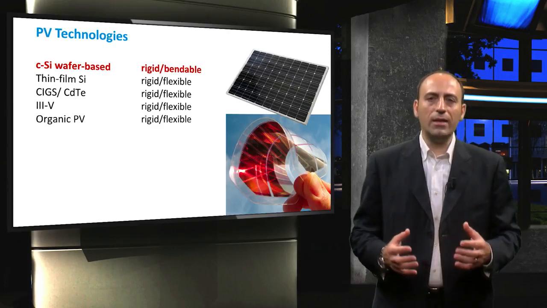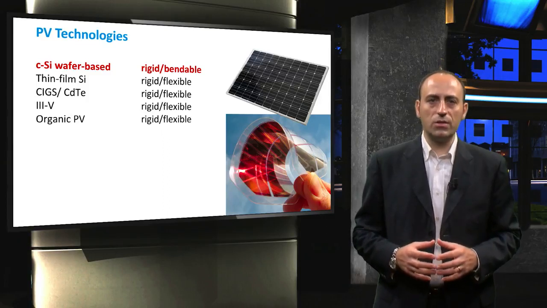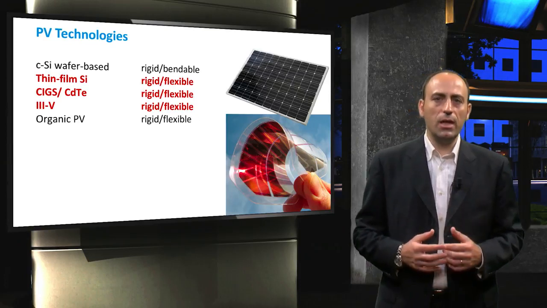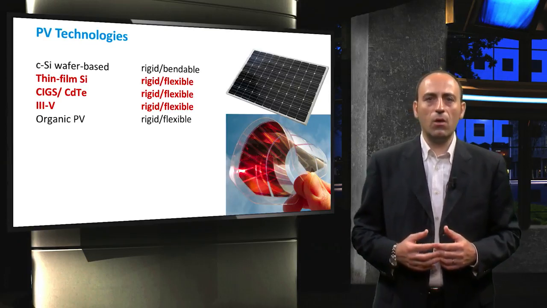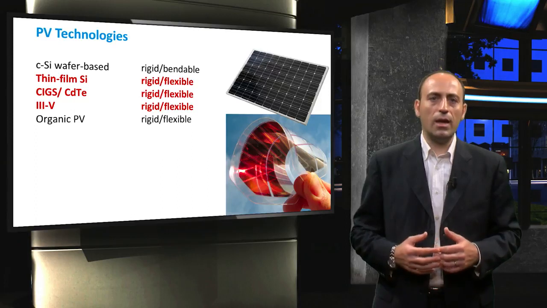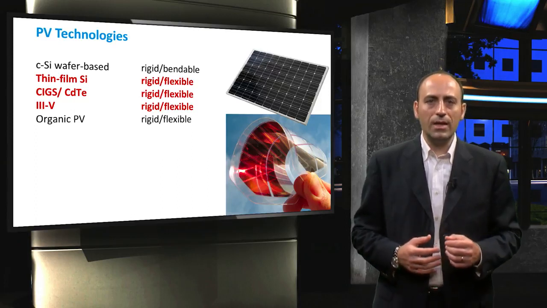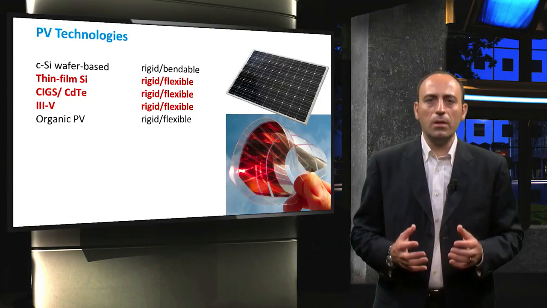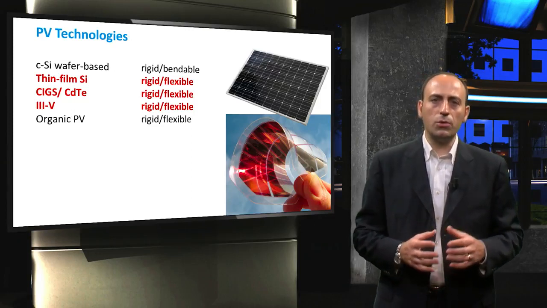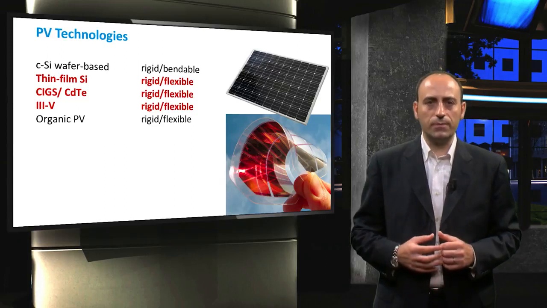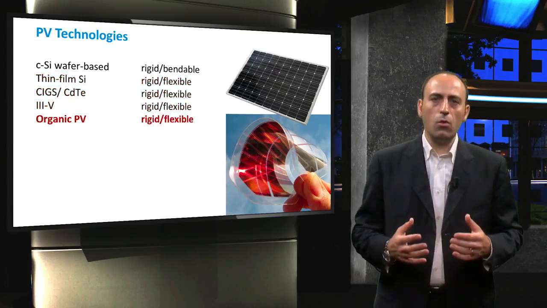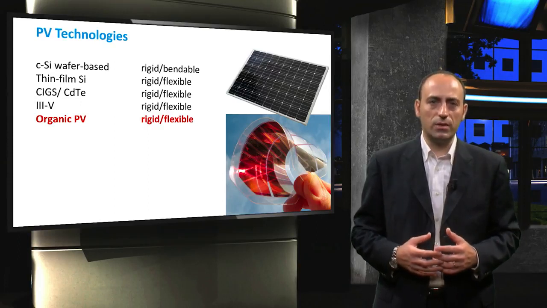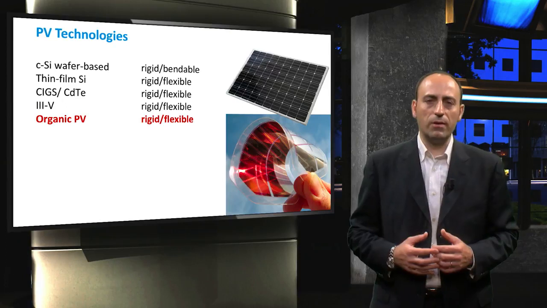There are also a variety of thin film technologies, such as those based on thin film silicon, CIGS, cadmium telluride, and absorbing alloys belonging to the 3-5 groups like gallium arsenide. The last is generally used in concentrator PV and in space applications. These technologies can be produced on both rigid and flexible substrates. There are also some organic PV technologies based on dye-sensitized solar cells that can be made semi-transparent.